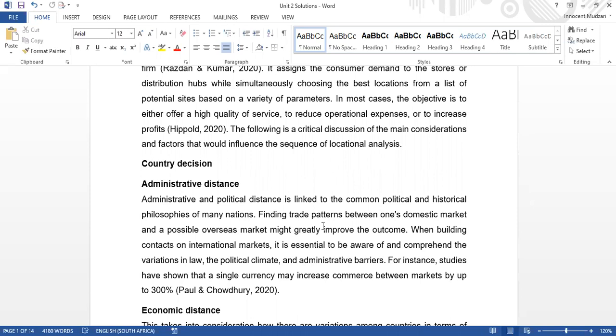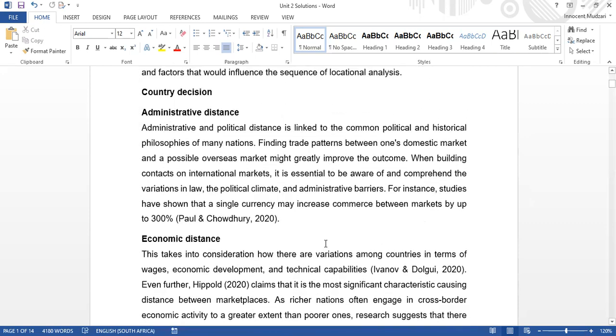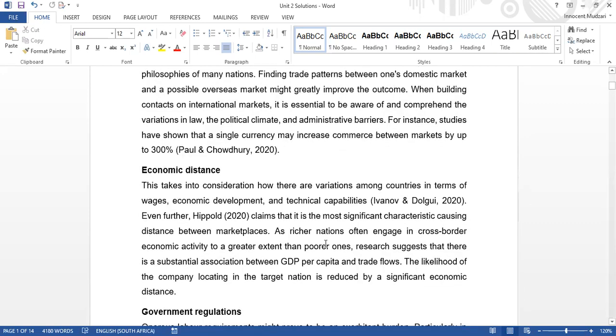So you're now writing about the administrative difference, how it can affect the decision of the company to locate in the specific area. Okay, and then the other thing that you can write about under the country decision is the economic distance, or the economic difference, or economic variations between the two countries, right?